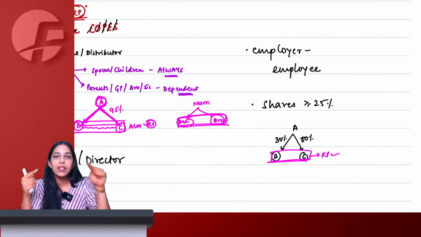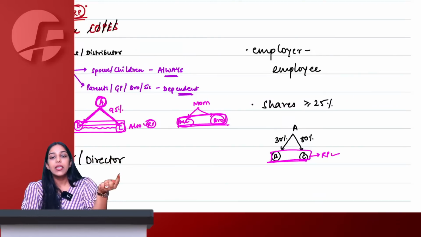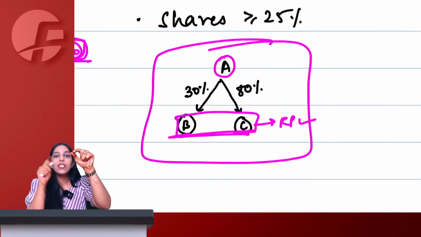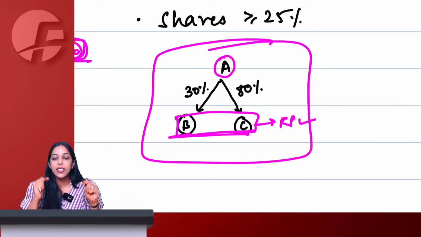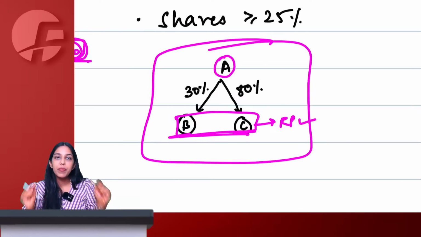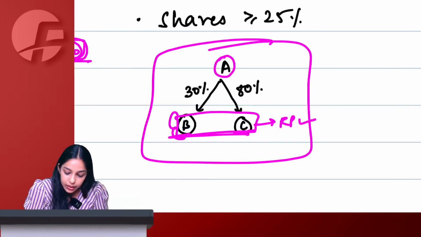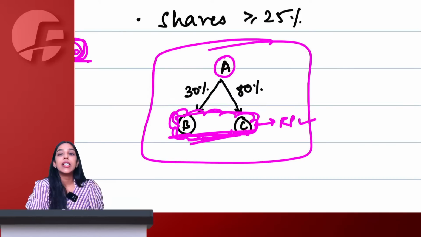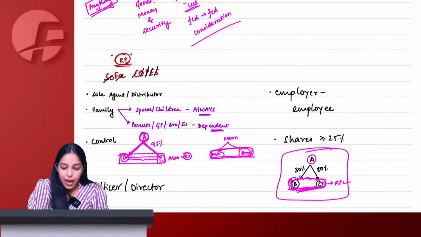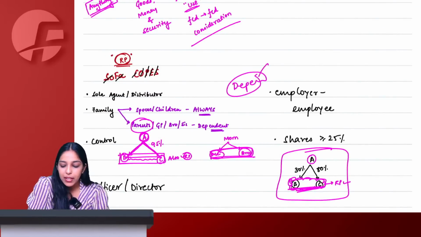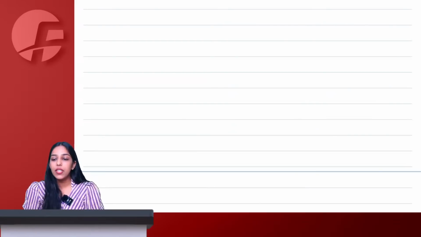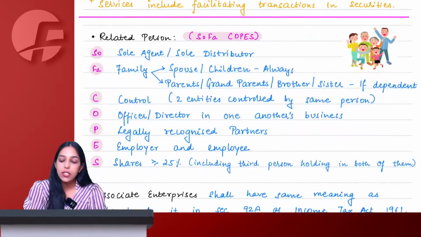So just like we understand the triangle in control ka relationship, the same triangle also exists for shares, which means if a single person holds more than or equal to 25% shares in two or more companies, then these two or more companies also become related persons. Stepfather, yes, a stepfather will also be a related person. I said no. Parents, if they are dependent, if your stepfather is dependent on you, then he will be a related person. Okay, so this is the definition of related person so far.